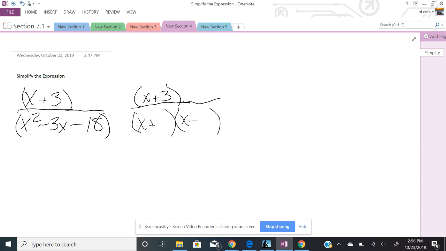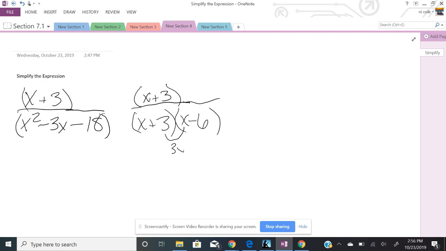And let's do 3 and 6. Let's test that. So that gives me positive 3. And the outsides give me negative 6. So that sums up to be negative 3. We're good. So we're good there.